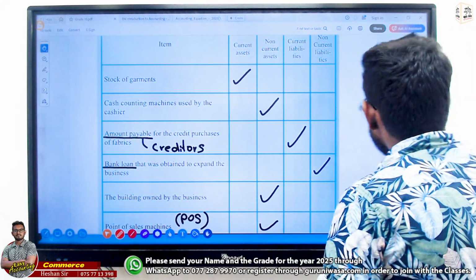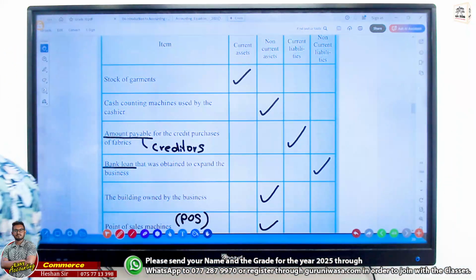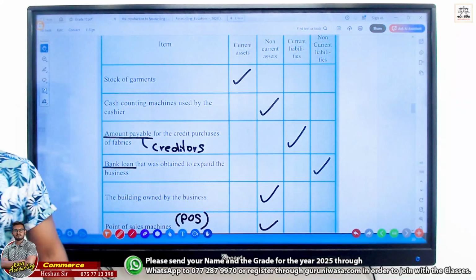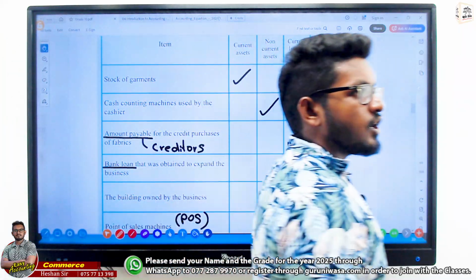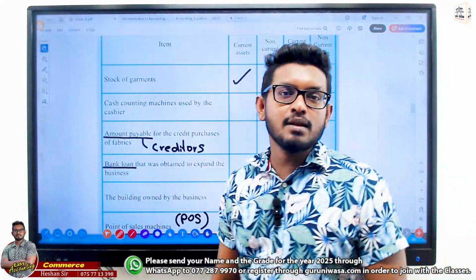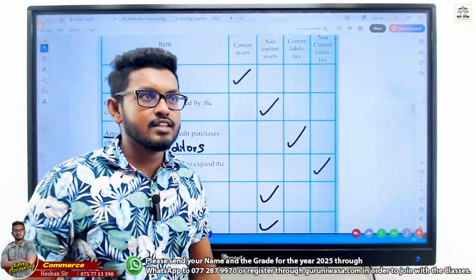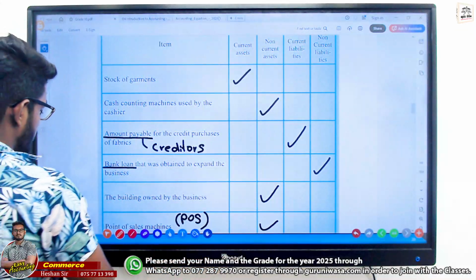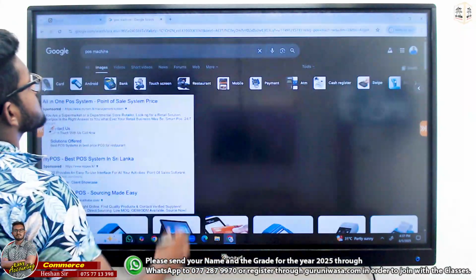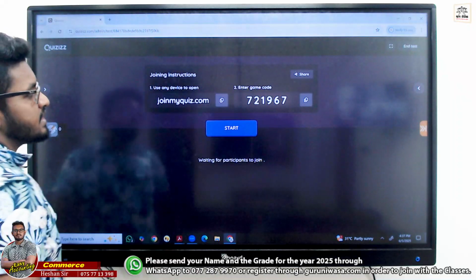Right. Finish up here and raise your hands. It's really, really easy. Right. Okay. Now I'm going to test your knowledge. I'm going to give you 30 MCQs. How many MCQs, guys? 30.